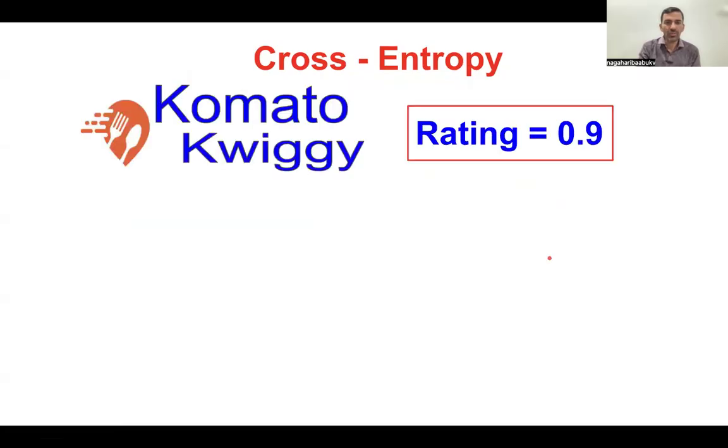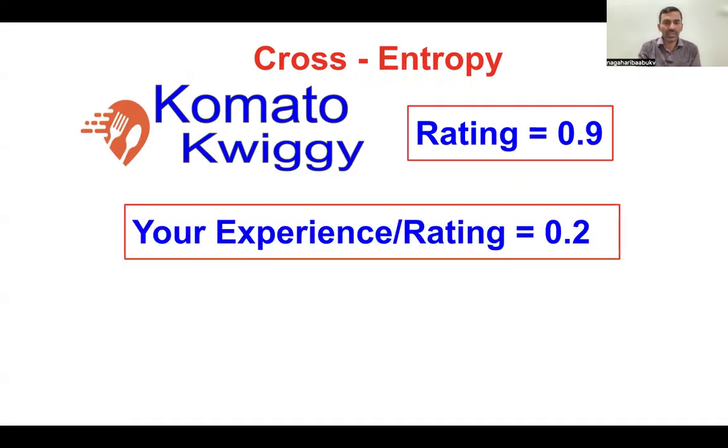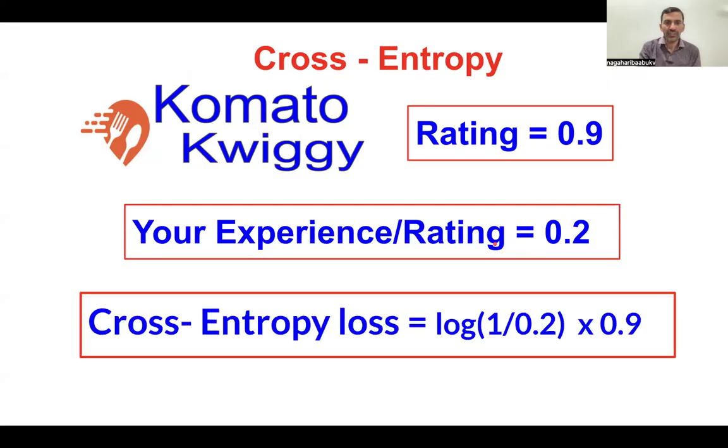Let's say, for example, you have two restaurants, which has one food item having a rating of 0.9. The probability of that item is 0.9. And when you ordered that item and tasted it, your experience or your rating is 0.2. So that means the probability of the restaurant is different, but your experience is different. Then what is the difference? What is the loss essentially? That is called cross entropy. So it is log 1 by 0.2 into 0.9. This is called cross entropy.